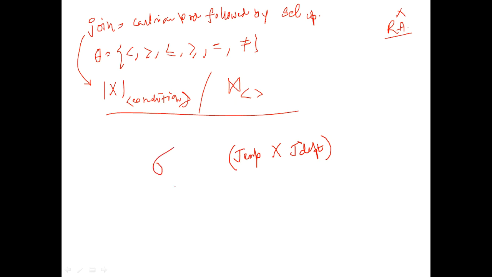And what will be the condition of the select operation? DNO from JEMP will be equal to D number from JDEPT. So this total part will give you the right combination. Every employee will be combined with their own department. Spurious tuples will be removed.